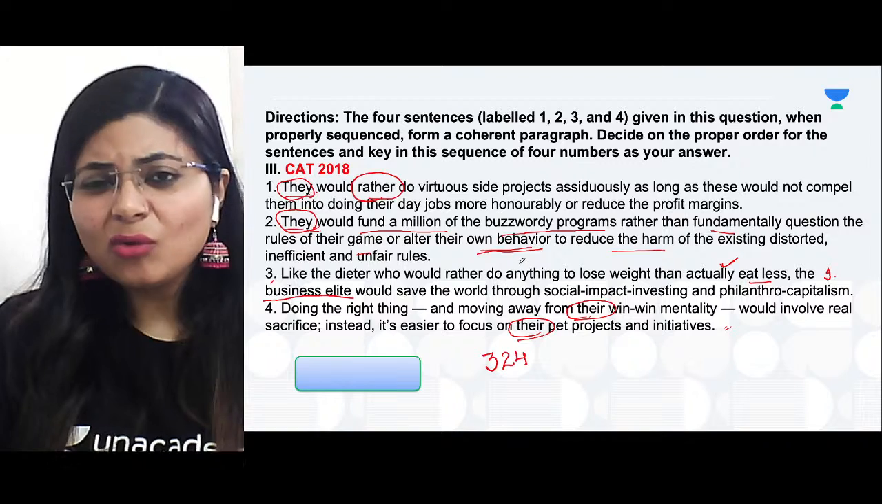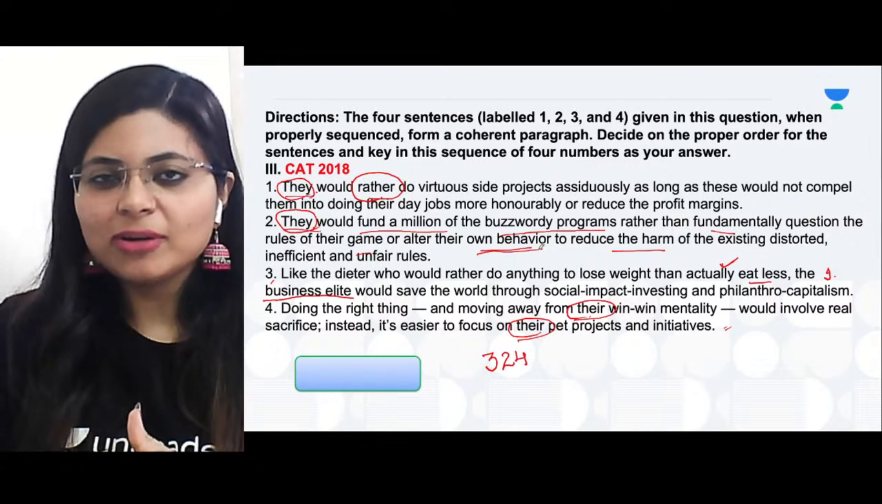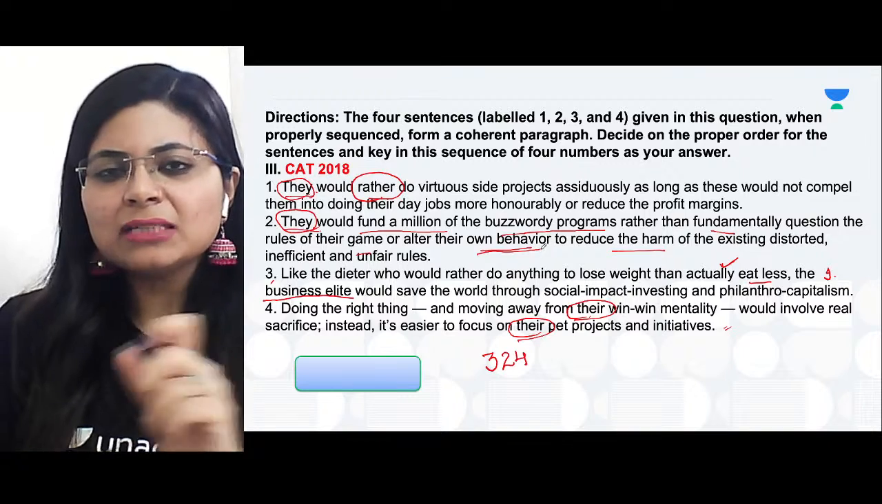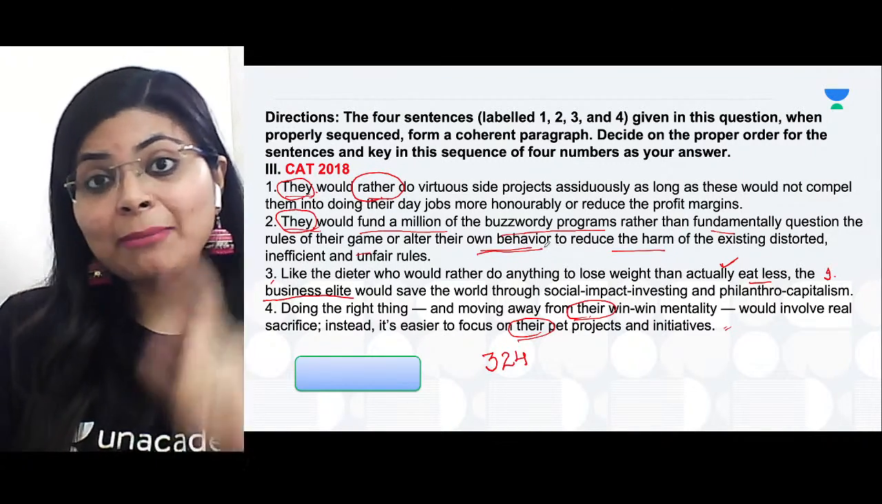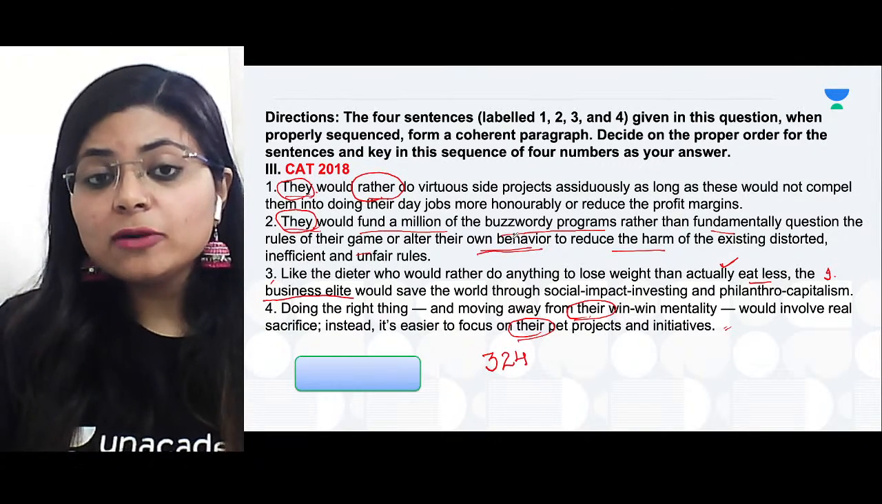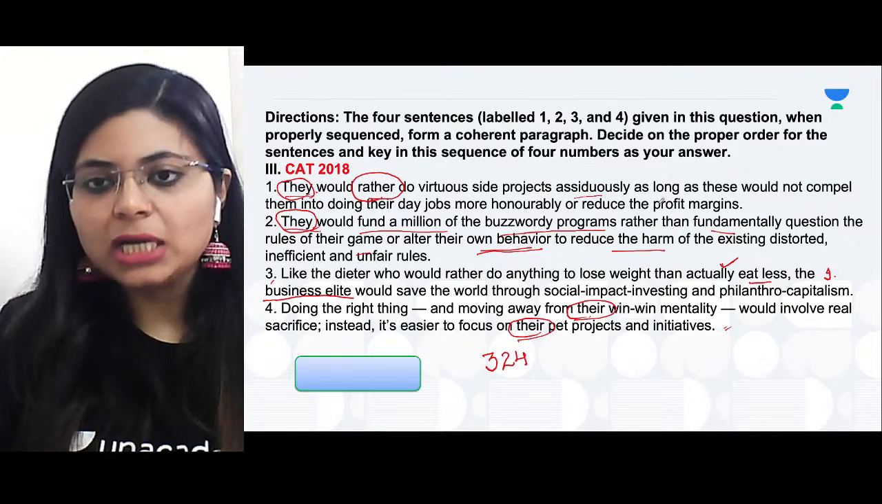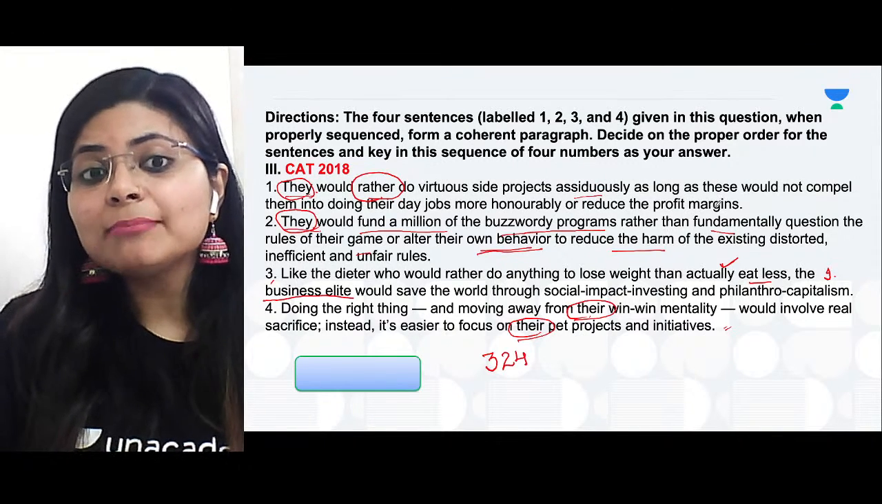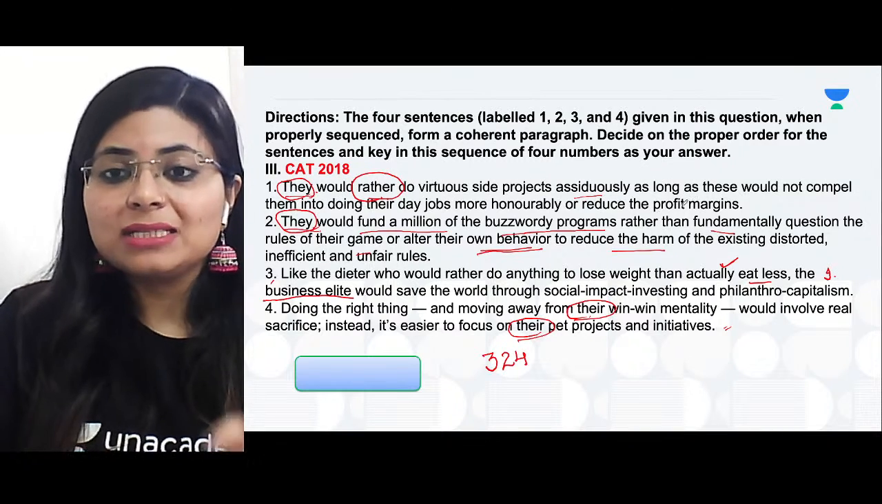It's like saying, oh, that coffee is for 250 bucks. I would rather make coffee on my own. You can't write I would rather make coffee on my own and then say this is worth 250 bucks, right? So grammatically also there is a hint here. If you missed out on it, you have to concentrate. They would rather do virtuous side projects assiduously, which means full of hard work, as long as these would not compel them into doing their day jobs more honorably or reducing their profit margin.